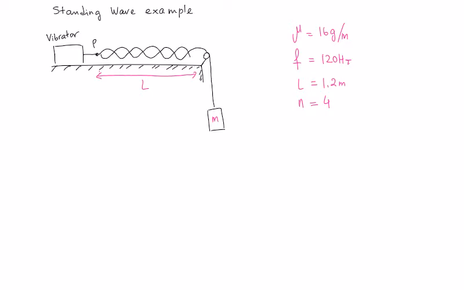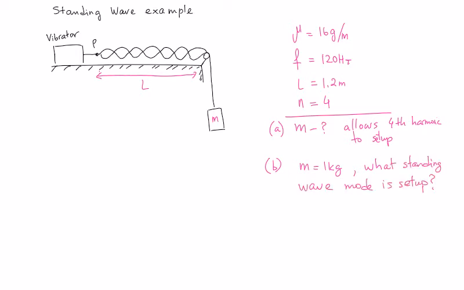Now we want to ask the question again. What mass m allows the fourth harmonic to be set up? That's part A of the question. And then the second part of the question says, if we know the mass is 1 kilogram, we just hang 1 kilogram, then what standing wave mode is set up?